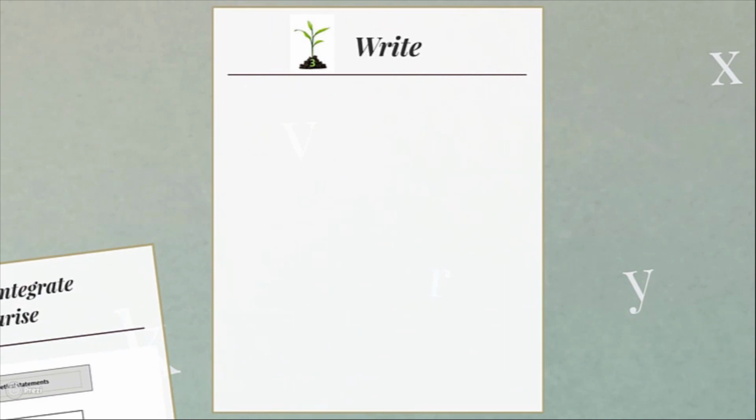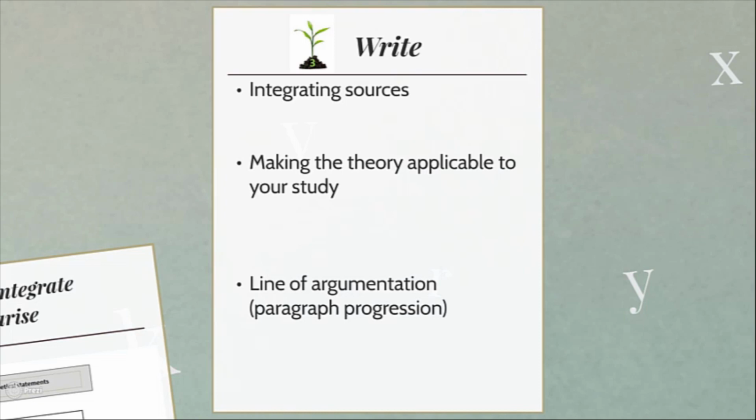Now let's move a little bit forward and look at the last part of the literature review process. We're going to be talking about everything that we also saw in the second phase, which is integrating and summarizing. In terms of writing up your literature review, there are a few things that I want us to focus on. The three main aspects I want to zoom in on are, first of all, integrating sources, which we already touched upon previously, making the theory applicable to your study, and line of argumentation. So let's focus on the first one, integrating sources.